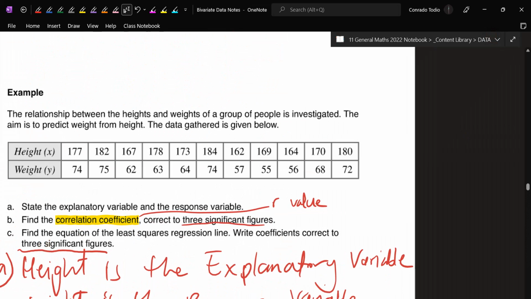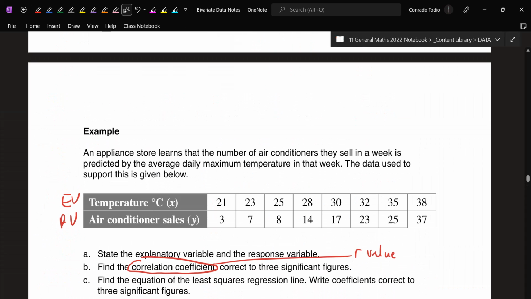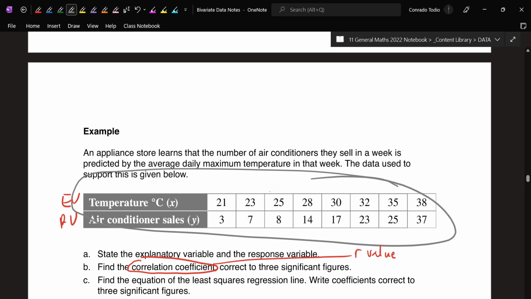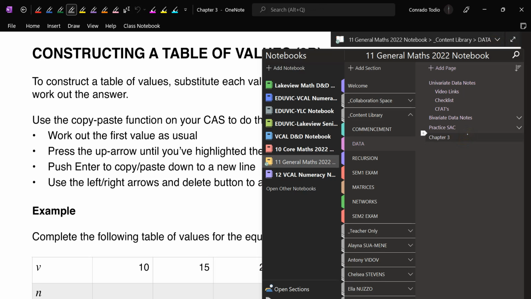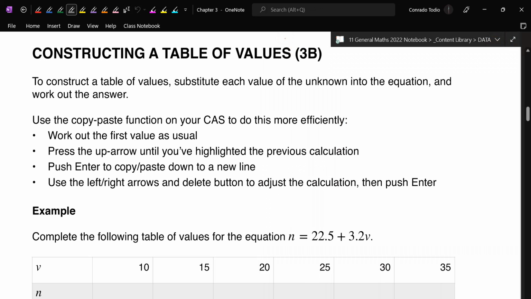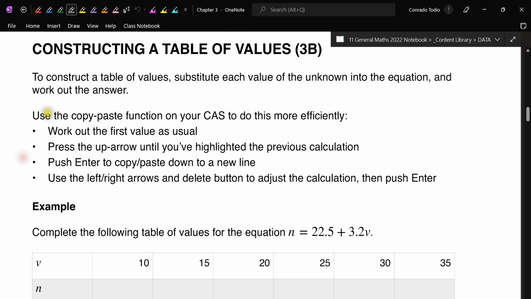There's an example of a table of values, and another one, and another example. So these are things you shouldn't be unfamiliar with, because we've worked with them a few times. It's just that now, instead of being given the table of values, we have to create the table of values, and it's not that hard. A lot of the time, the table of values can be made when they give you a formula. As you can see here, there are some instructions on how to do it on your CAS. There's a copy and paste function on your CAS, and you can do that a lot more easily. But I'll show you guys how to do that.